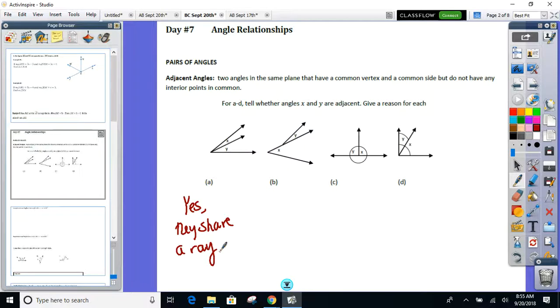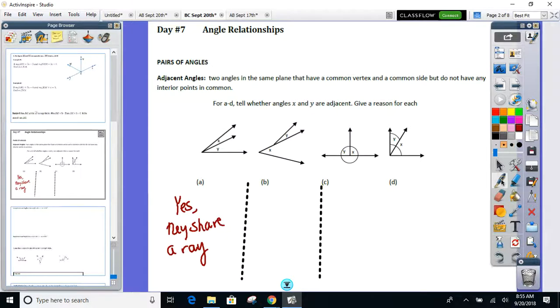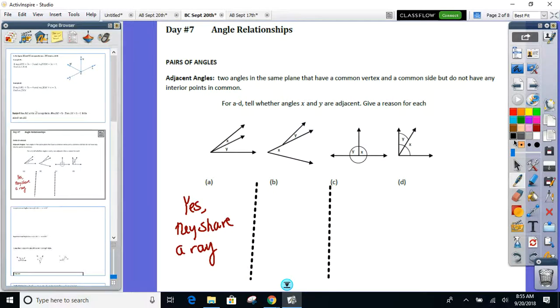What do you think about example B? Do you think those are adjacent? Maggie, what do you got? They're not. Okay, hold on. So you're saying no. I'm listening to why it's a no. Go ahead. Absolutely. Everybody see, here's the vertex for Y. Here's the vertex for X. They do not share the same vertex. Excellent. So no, they do not have a common vertex.